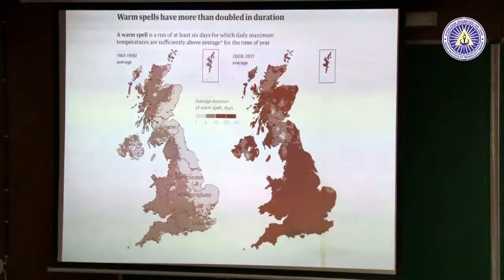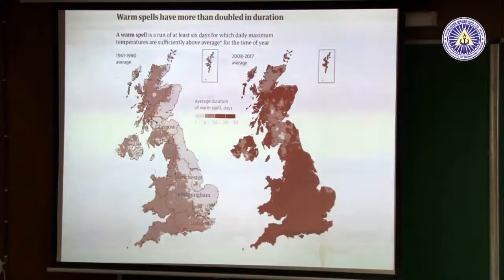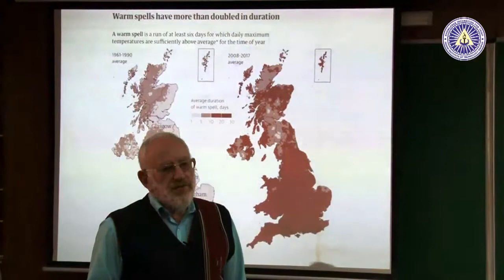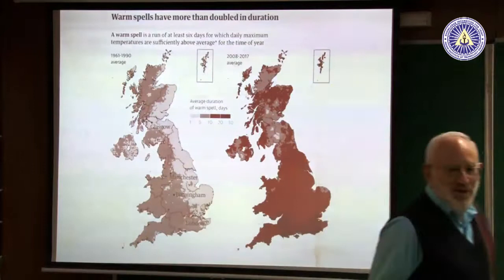I'm sorry to give you an example from England to start with, but warm spells have more than doubled in duration. And again, you see the spatial variation, even over a little place like Britain. It's definitely getting warmer and warmer, and Indians will understand this. This summer in Britain was really quite warm, and people said, boy, it's really hot here, isn't it? And I said, yeah, that's what we call a summer. But in England, they're not quite used to that. But it is definitely getting warmer.